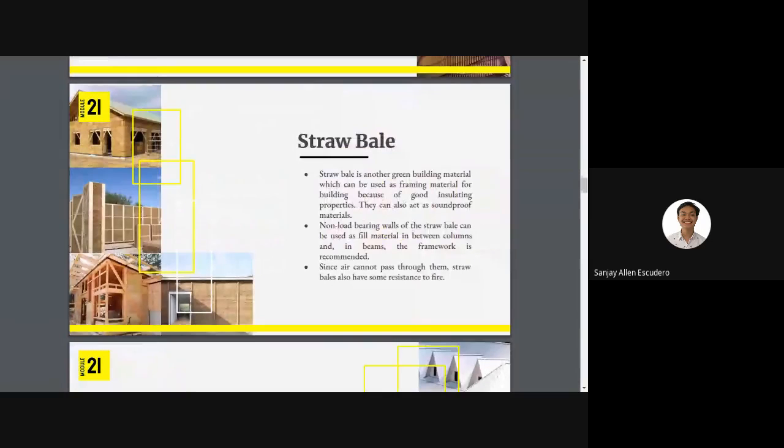So next will be straw bale, another green building material that can be used as framing material for construction due to its good insulating characteristic. They can also act as materials that are soundproof and can resist fire. For non-load bearing walls, straw bale is used as fill material in between columns and beams, which is recommended for a framer. Straw bale really has excellent insulation properties which last centuries and bond well to external render and plaster. Next slide please.